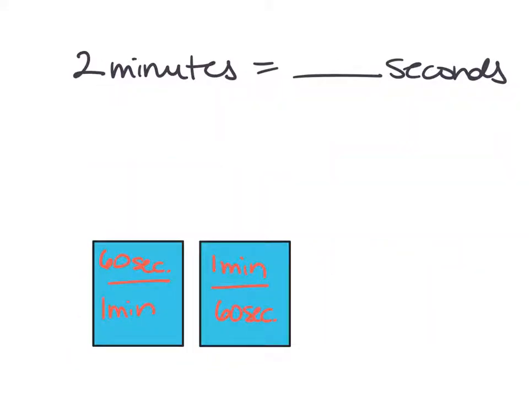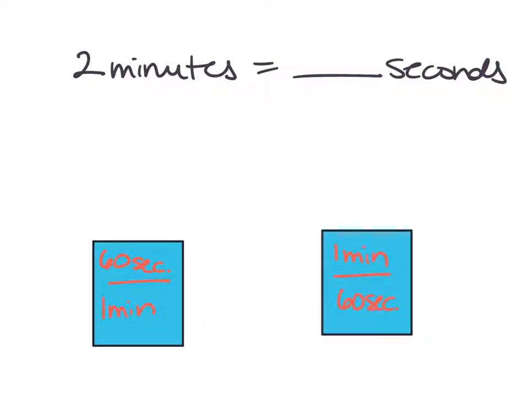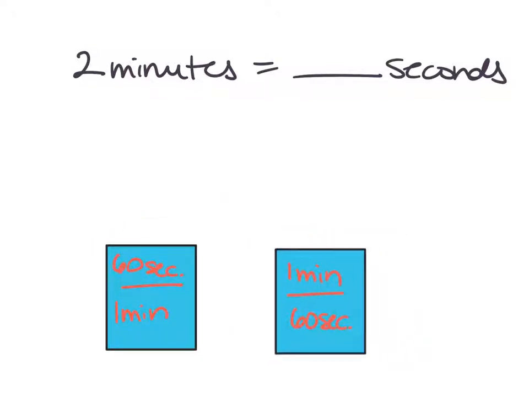So I'm going to start with an easy one. 2 minutes is how many seconds? We all know it's 120 seconds, okay? But I just want to show you how dimensional analysis can be used. So these are both conversion factors here. We have that 1 minute is 60 seconds. We have that 60 seconds is a minute. It's the same conversion factor, but if you notice, they're written flip-flop from each other.